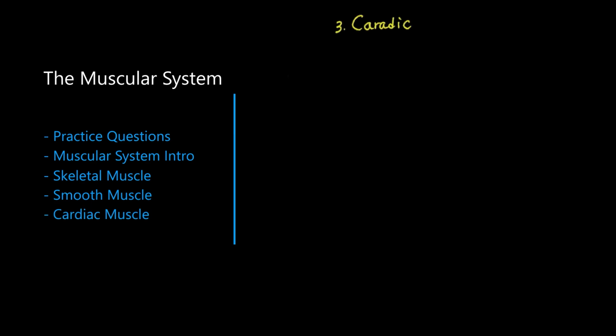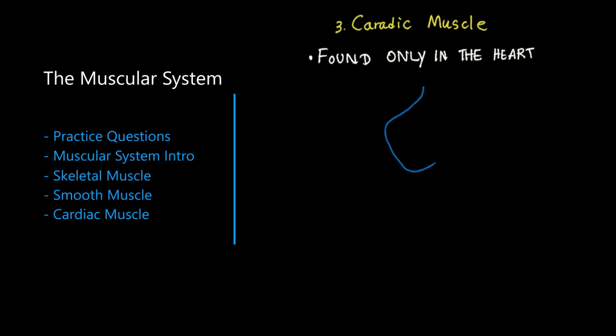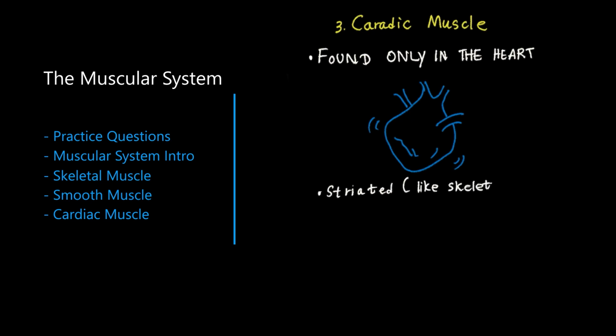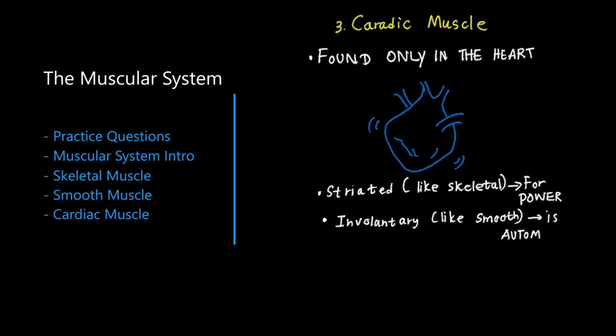The third type is cardiac muscle, and it is found in only one place in the entire body, the heart. Cardiac muscle is a fascinating hybrid. Structurally, it is striated like skeletal muscle, which gives it the power to pump blood forcefully throughout the body. However, functionally, it is involuntary, like smooth muscle. You don't have to tell your heart to beat. It has its own internal pacemaker that keeps it beating rhythmically.